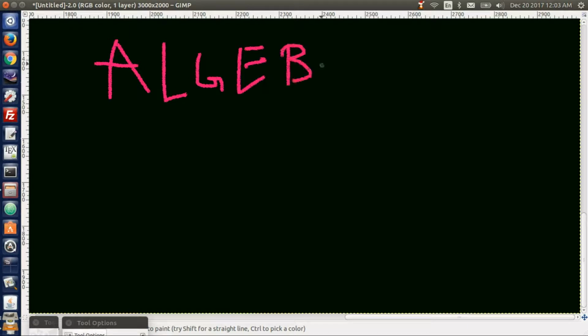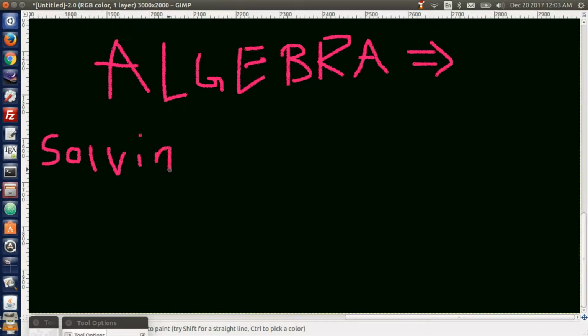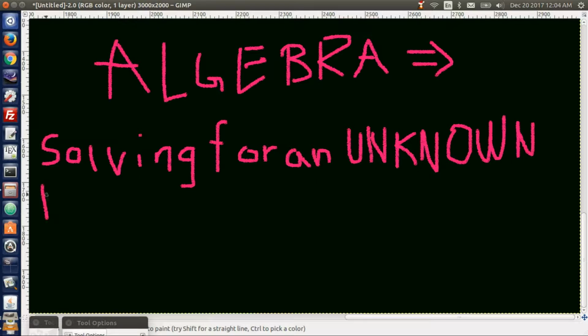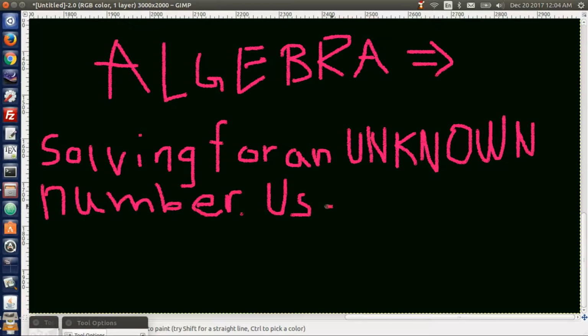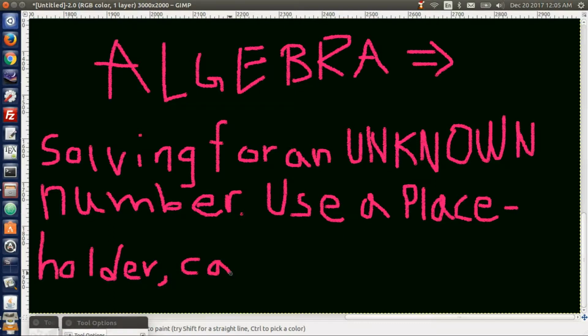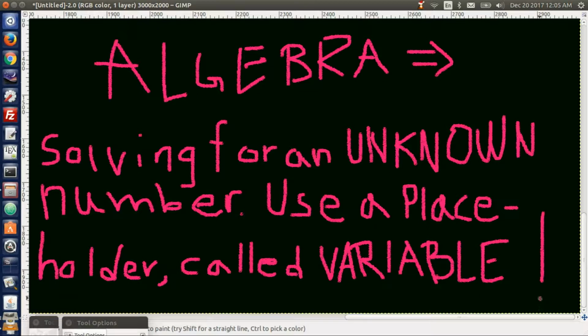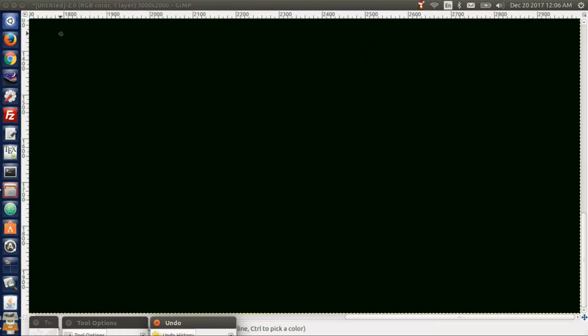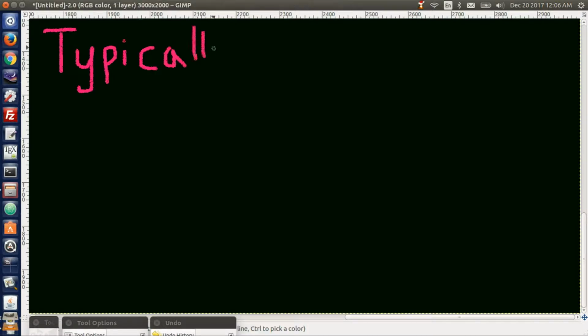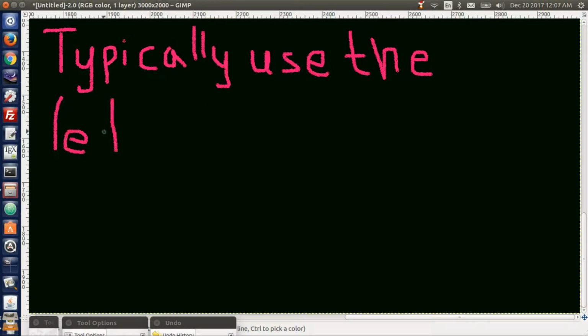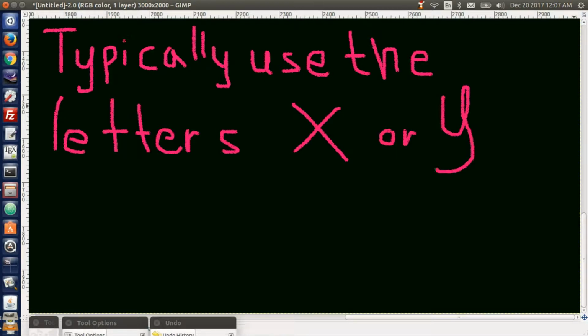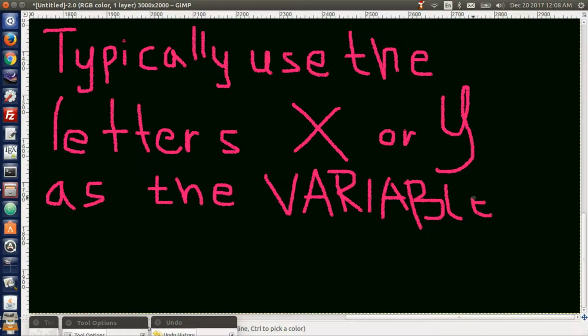Alright, algebra. It involves solving for an unknown number, which could be an integer, rational, irrational, or anything like that. And we use a placeholder for this number that is called a variable. Okay? Now, typically, we use the letters X or Y as the variable to be solved for.